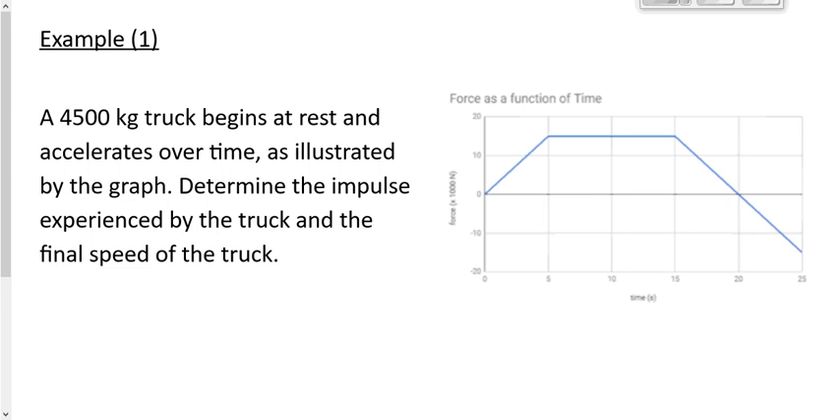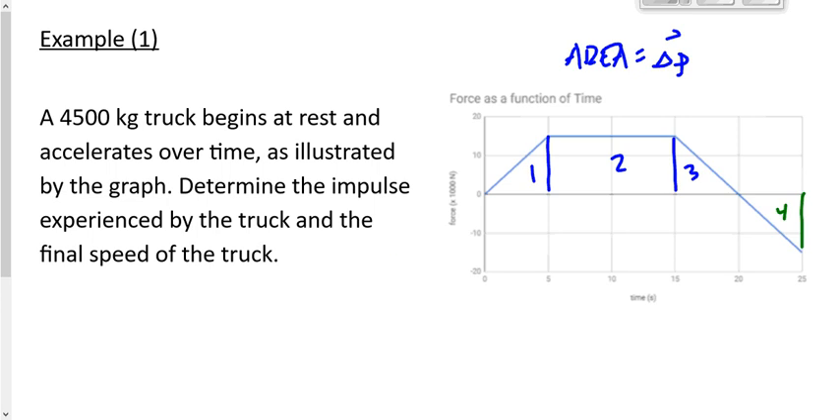This is a force versus time graph. What three words come to your mind right away when you see this graph? Area equals impulse. Every single time, right away. Area is equal to impulse. Now, this is a little bit trickier because we've got all kinds of different sections. We've got a triangle right here, a rectangle right here, a triangle right here, and then another triangle over here.